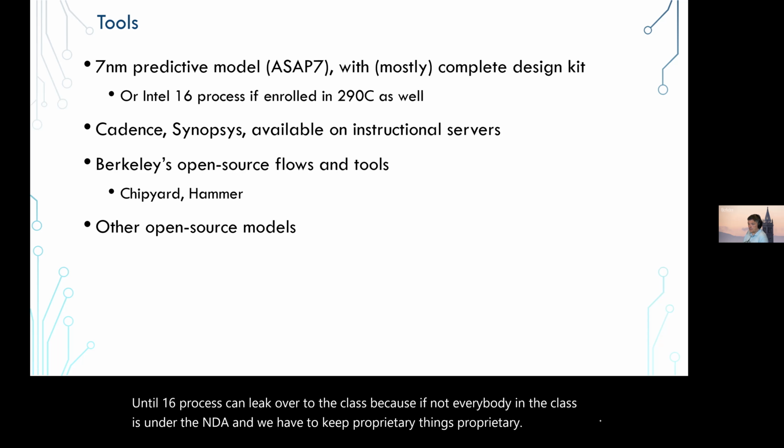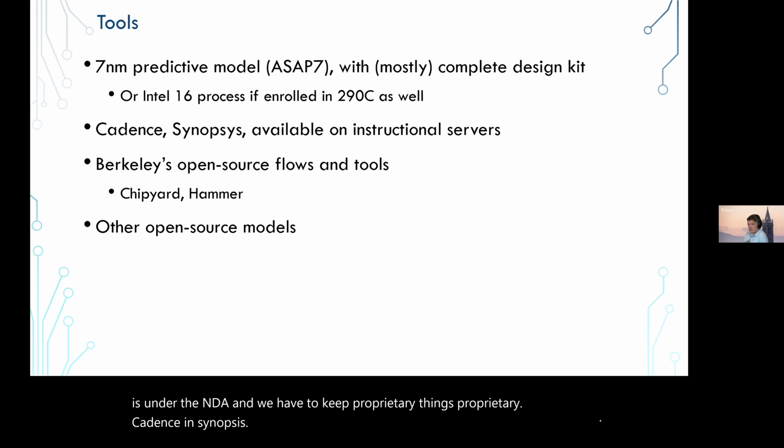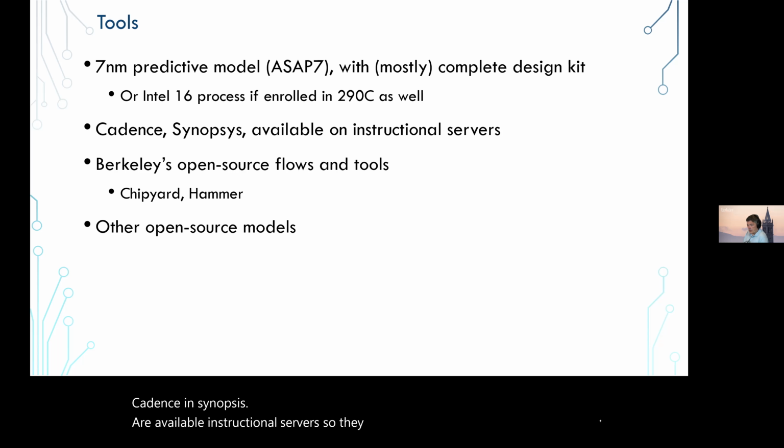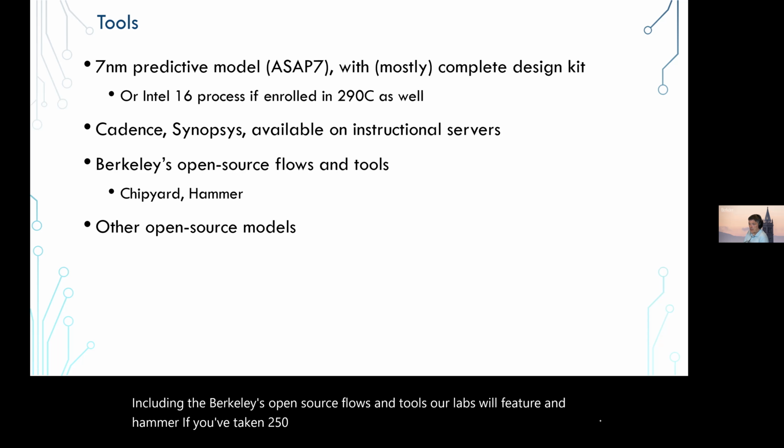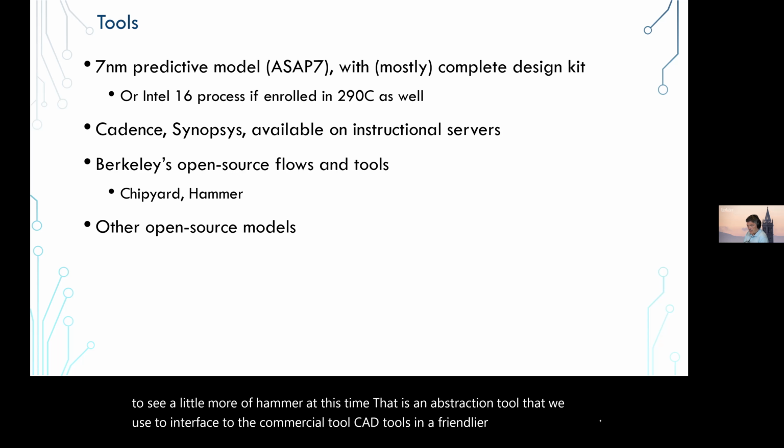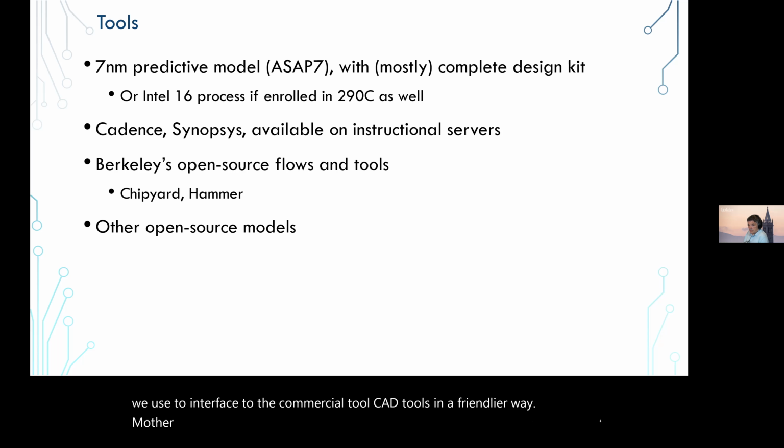Cadence and Synopsys are available on instructional servers, so they are good for building systems, including Berkeley's open source flows and tools. Our labs will feature Chipyard and Hammer. If you have taken 251A, you have seen a glimpse of Hammer. You're going to see a little more of Hammer this time. That is an abstraction tool that we use to interface to the commercial CAD tools in a friendlier manner. And then we can use other open source tools and models as needed.